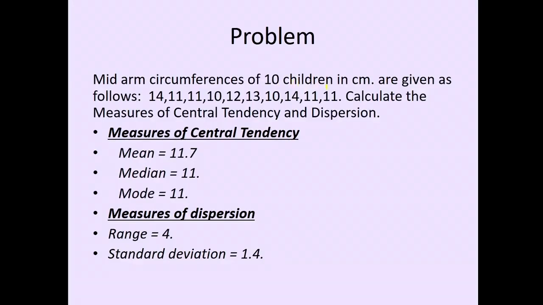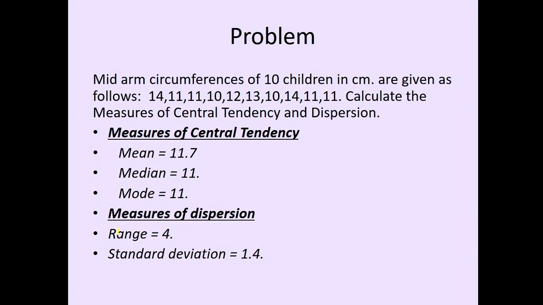Mid-arm circumferences of 10 children in centimeters are given as follows. Calculate the measures of central tendency. Mean: we sum all these observations and divide by 10, which gives 11.7. Median: arranging all these values in ascending order, it will yield 11. Mode is the most repeated value, that is 11, which appears 4 times.